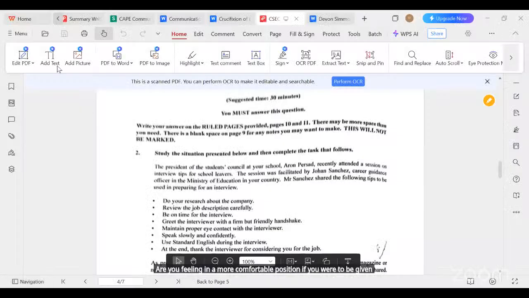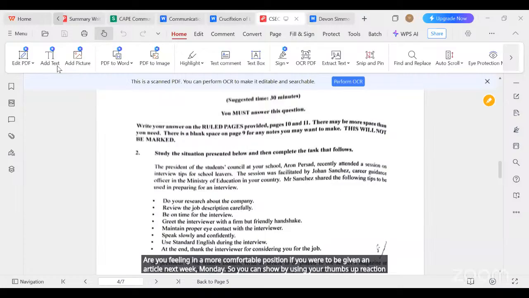So while Miss is checking on that paper for you, students, you can show by raising your hands, or you can use a thumbs up. Do you feel more comfortable doing an article for your exams? Are you feeling in a more comfortable position if you were to be given an article next week, Monday? So you can show by using your thumbs up reaction how many of you feel comfortable with having to do an article.